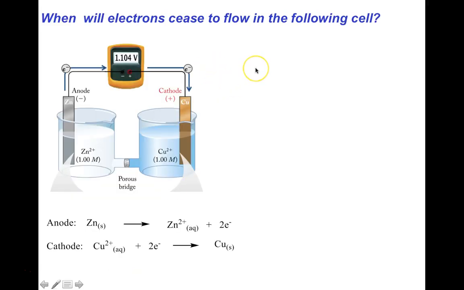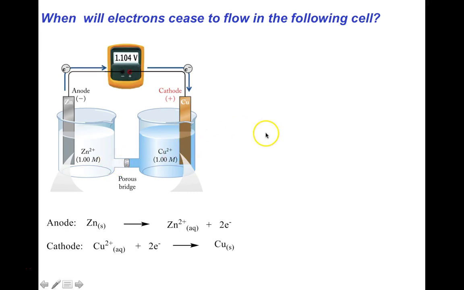So if we hook up a copper-zinc voltaic cell, we know what's going to happen. Electrons are going to flow from the zinc side into the copper side. So as this reaction progresses, the zinc electrode will get eaten away. It'll get converted into zinc 2+ ions, and the copper electrode will kind of grow as copper 2+ gets reduced to copper metal.